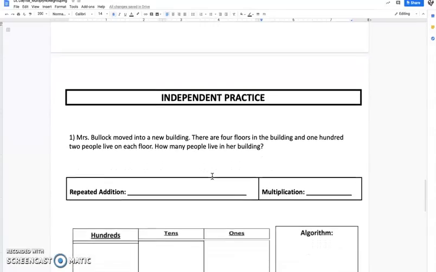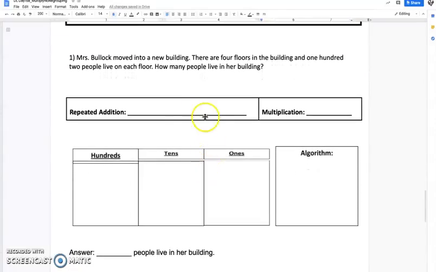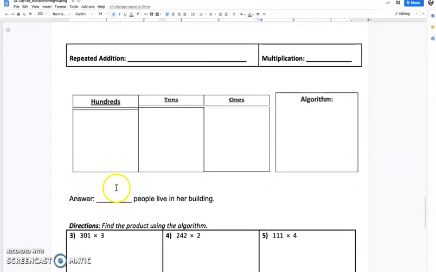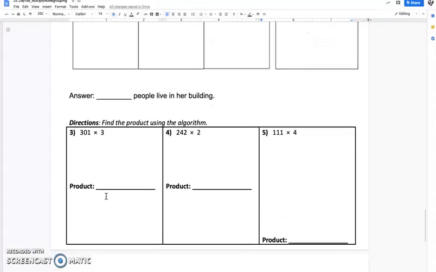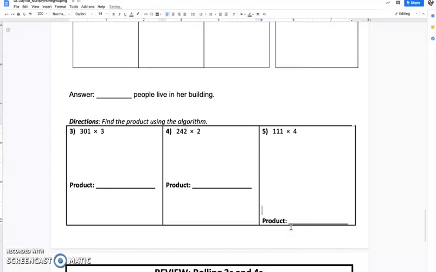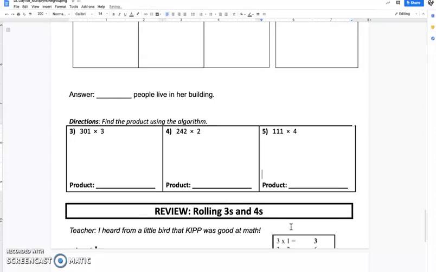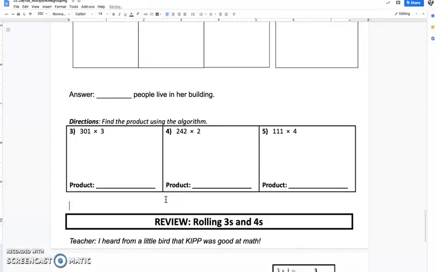Now, it's time for independent practice. We have a word problem where you have to show the repeated addition, show the multiplication, and give a visual representation in the hundreds, tens, and ones spot. Last, you have to do the standard algorithm and answer the problem. Make sure you put your product here because you will not get your points if you don't fill it out correctly. And then we have the same thing moving forward.